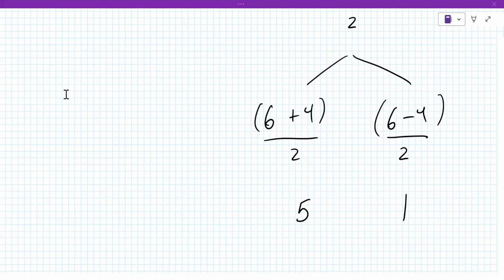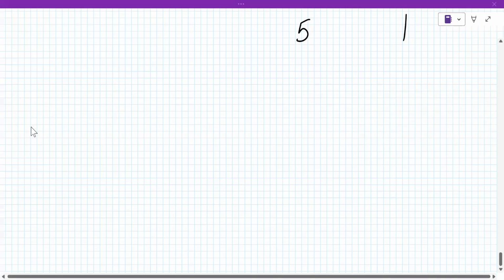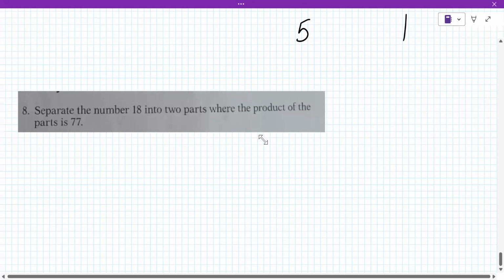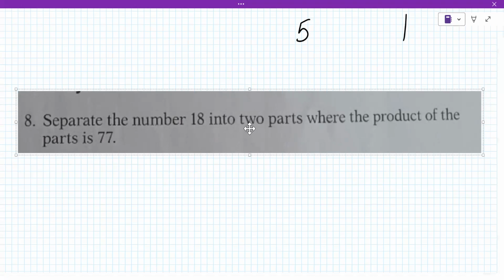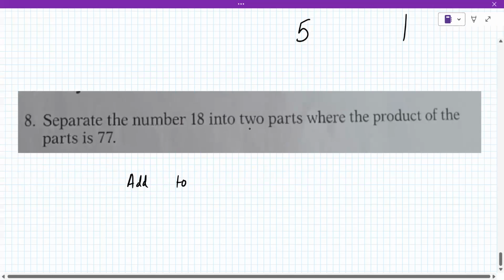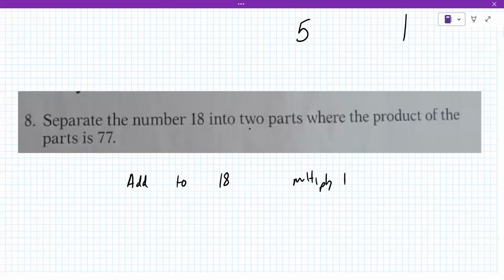Actually, I have no idea what this problem is asking, so this might take a minute for me to figure out. Separate the number 18 into 2 parts where the product of the parts is 77. Oh, I see. So they want it to add to 18 and multiply to 77.